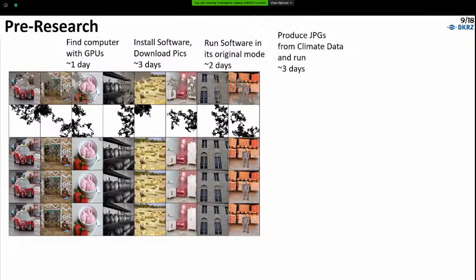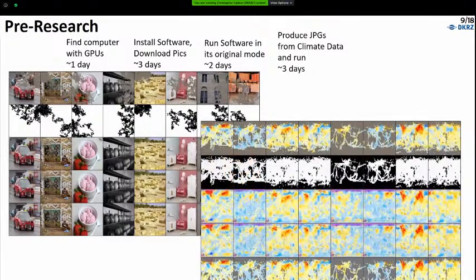So my first idea was to produce JPEGs. I took my climate data sets and produced JPEGs with them, ran them through some NCL scripts, and got these pictures. I threw the JPEGs through the machine learning algorithm, and that's what was coming out. You don't see it very well, but I was quite impressed that the AI did quite a good job filling these in.